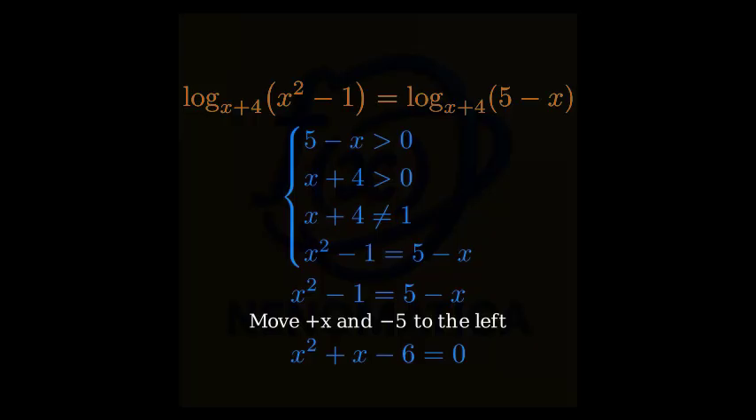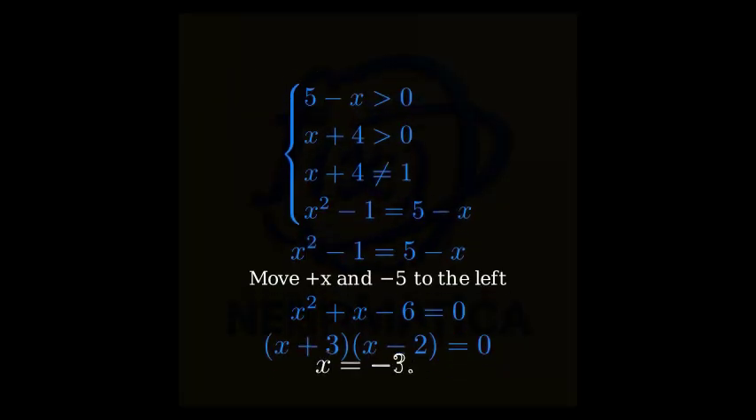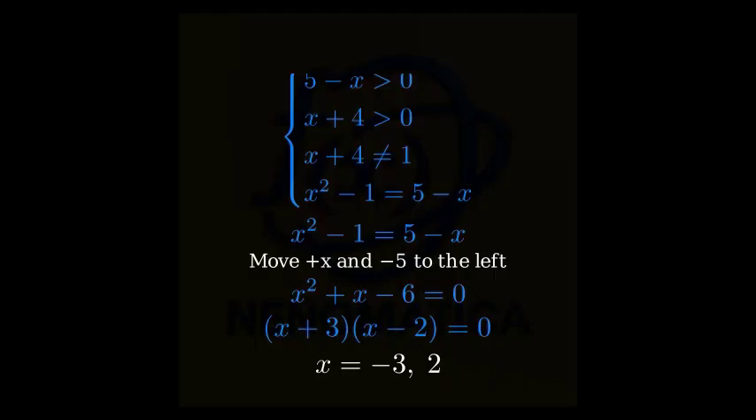Step 3, factor the quadratic. We need two numbers that multiply to -6 and add to 1, that is plus 3 and minus 2. Step 4, apply the zero product rule to get the candidates. So x equals -3 or x equals 2. Step 5, check the candidates with the domain conditions from step 1.